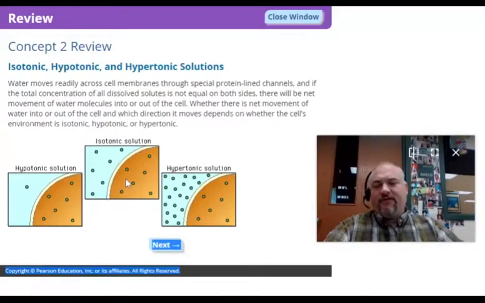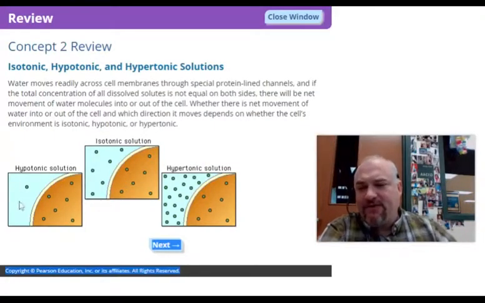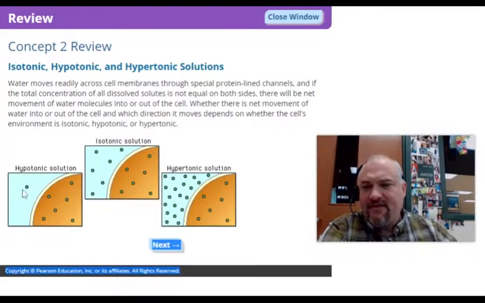All right, so here's another animation. We can see a hypotonic solution here. We're in the cell, out of the cell. Blue equals water, and the green things are the solute. So we've got low solute compared to the inside, which means a lot higher water concentration out here. Here we have isotonic, relatively equal on both sides, and here we have hypertonic, lots more solute outside the cell than inside the cell.